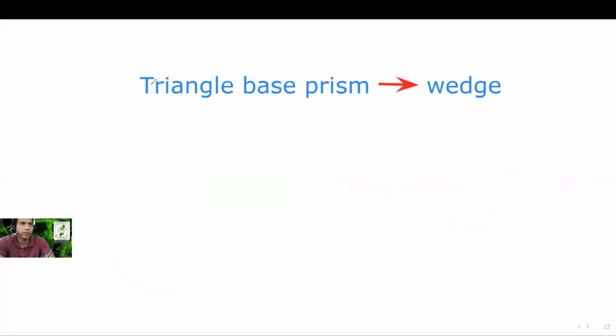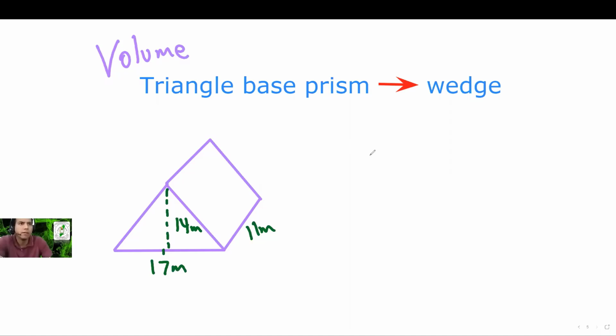The fourth volume that we want to focus on is the triangle-based prism. This is also known as a wedge. Volume is made up of the area of the triangle, which is 1/2 base times height. Then we have a certain amount of length, so we want to call that length. So 1/2 base times height times length. If it was standing up or upright, then it would be considered as height. But let's say it's length in this case.